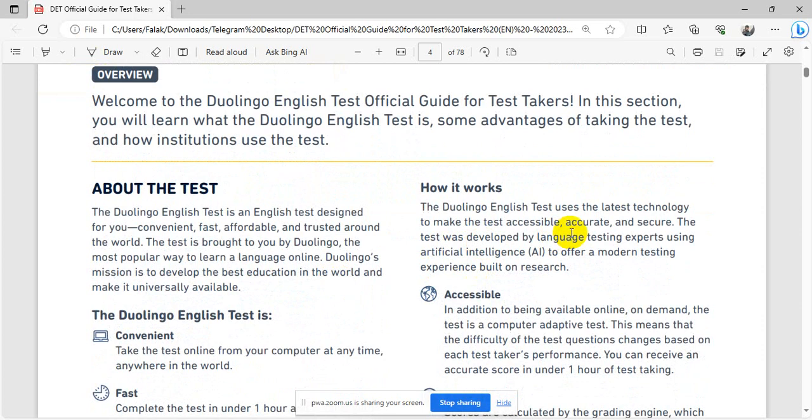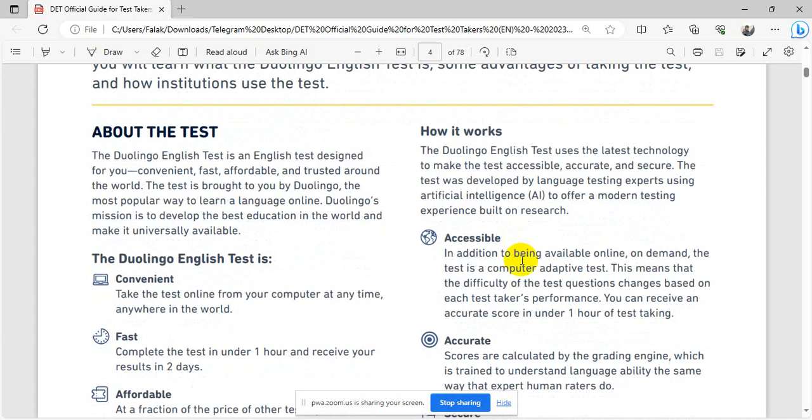Particularly, let's dig into another question: how does the test really work? The Duolingo English test uses the latest technology to make the test accessible, accurate, and secure. These three things. The test was developed by language testing experts using artificial intelligence to offer a modern testing experience built on research. As I told you before, artificial intelligence has a very significant role in the Duolingo test.